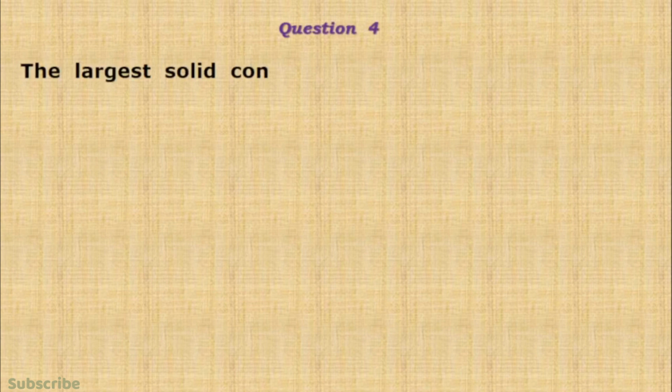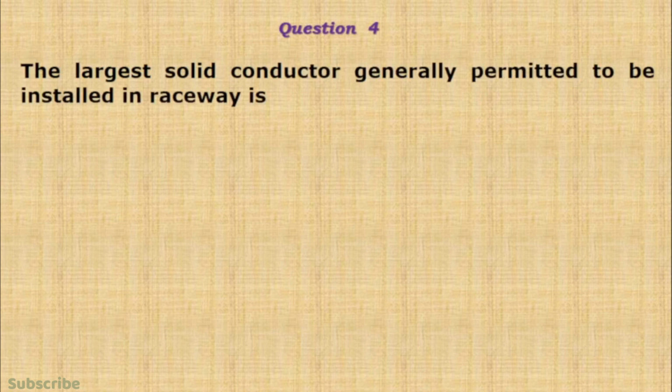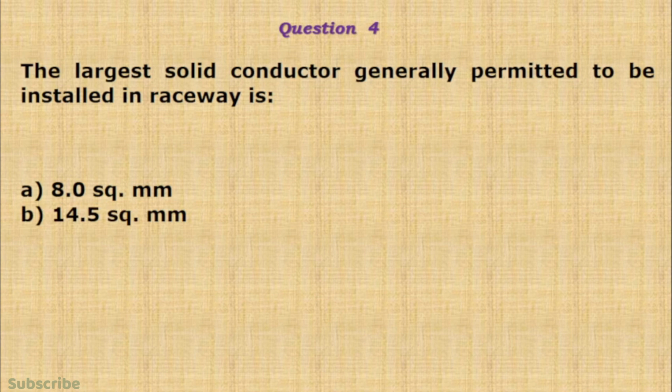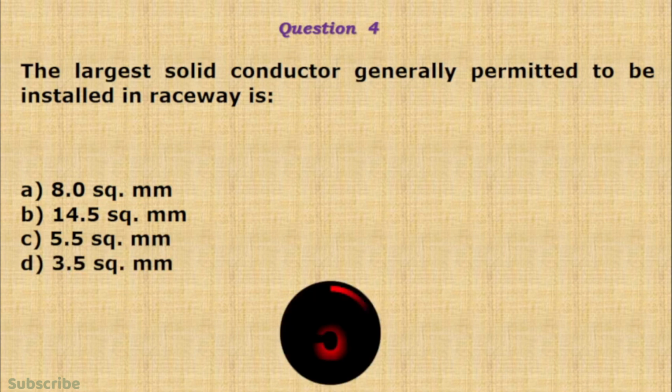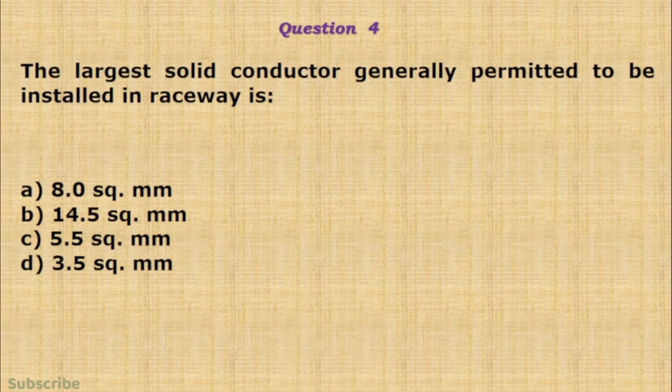Question number 4. The largest solid conductor generally permitted to be installed in raceway is A. 8.0 square millimeter. B. 14.5 square millimeter. C. 5.5 square millimeter. D. 3.5 square millimeter. The correct answer is letter A, 8.0 square millimeter.